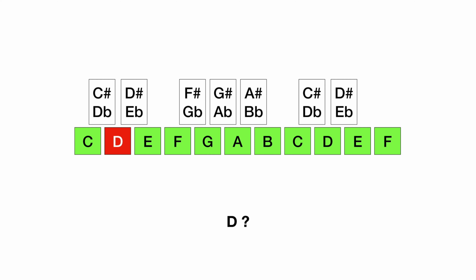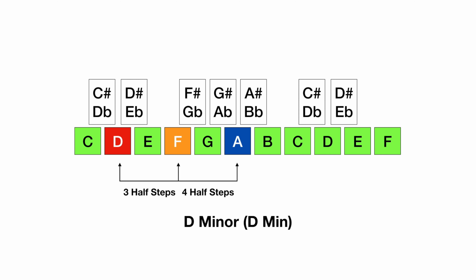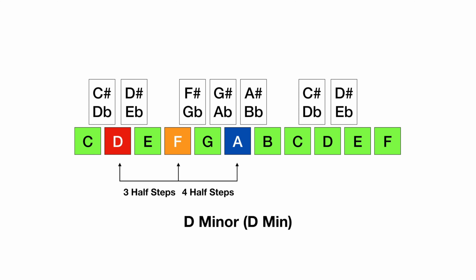The next chord after C major is D. The D chord has to use the notes from the C major scale. So if we start on the 2nd note of the scale, which is D, the next note of the scale is the 4th, which is F, and the 6th, which is A. Let's look at the intervals again. Between D, the root, and F, the 3rd, there are 3 half steps. Between F, the 3rd, and A, the 5th, there are 4 half steps.